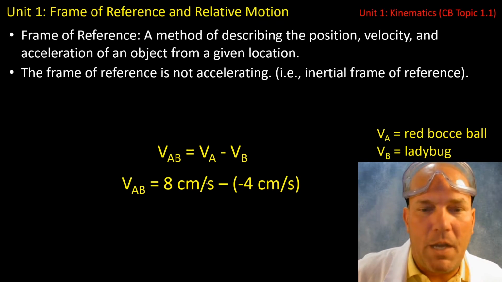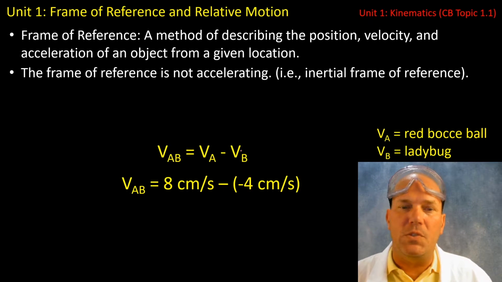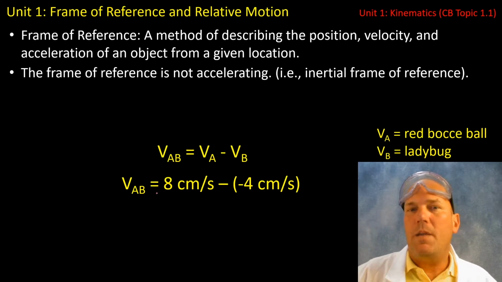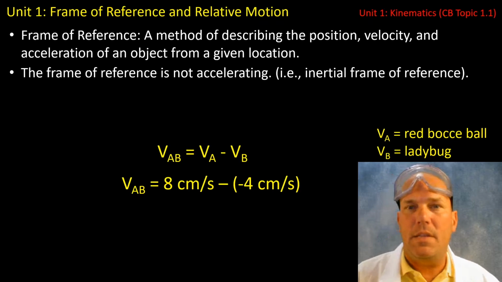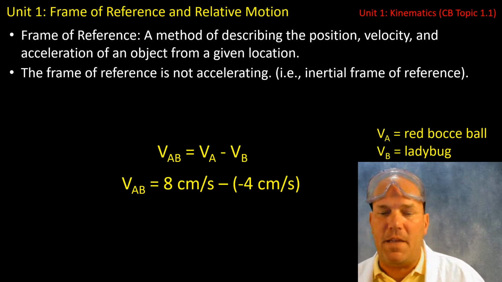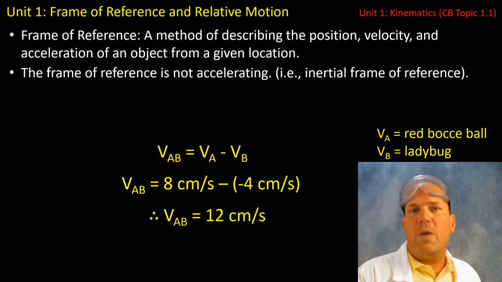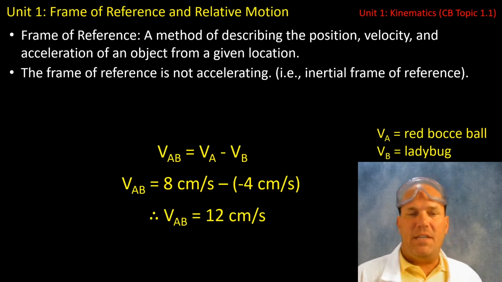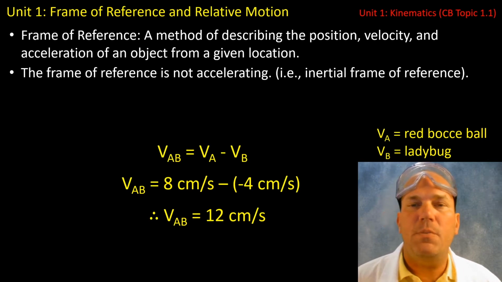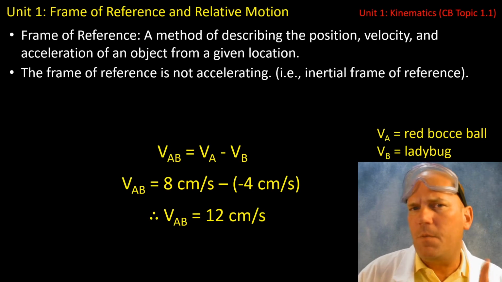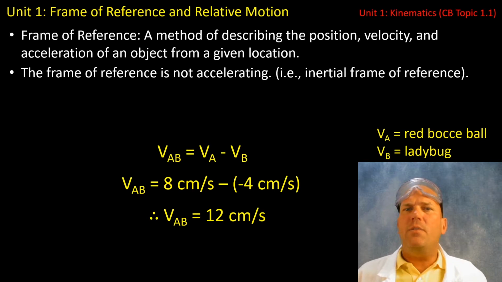Remember, vector quantities, please pay attention to signage. The red bocce ball was moving to the right. The ladybug was moving to the left at 4 centimeters per second. So our relative velocity here is 12 centimeters per second. I want you to think for a minute about driving down the road.